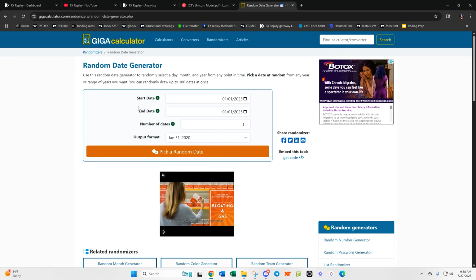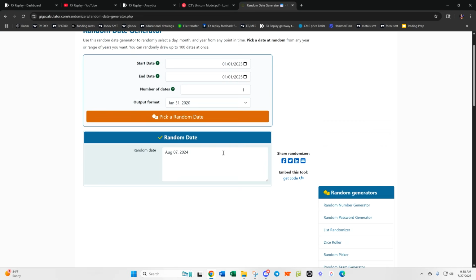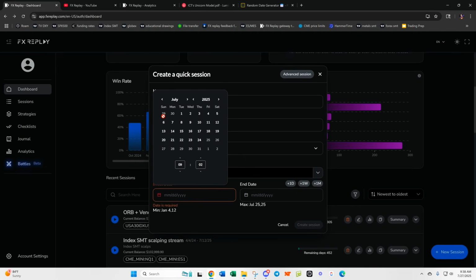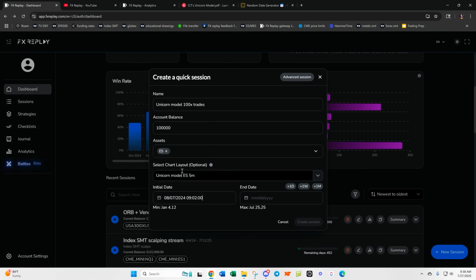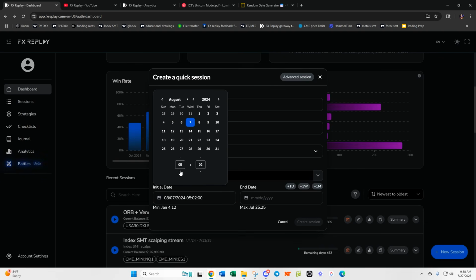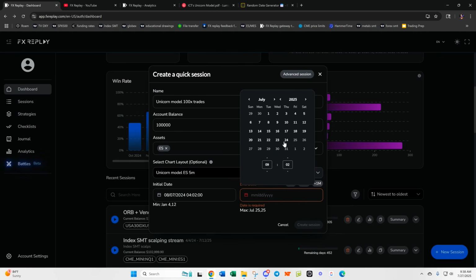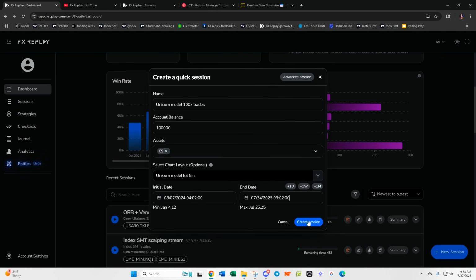So I just found a random date generator online. So it gave us August 7th, 2024. So I'll come in here. I've got my session created here. So I'm gonna start this August 7th, 2024, and I'll start like earlier in the day. Okay, and yeah, we'll see how long it takes us to get through 100 trades. Hopefully this will give us at least enough room to do it.